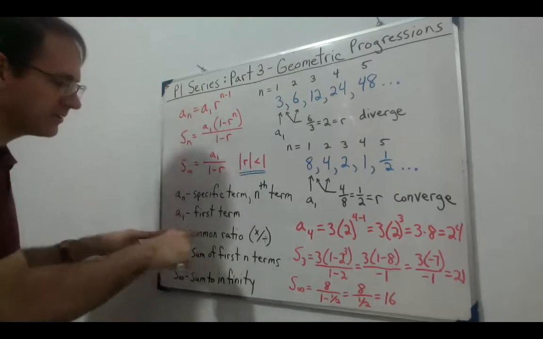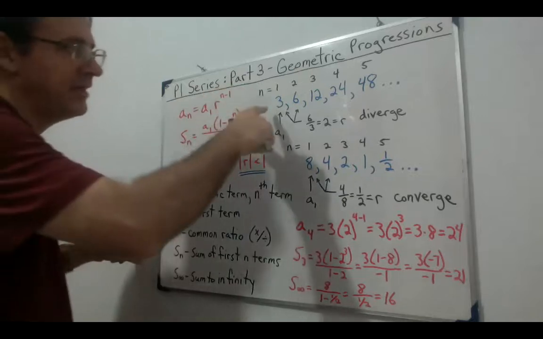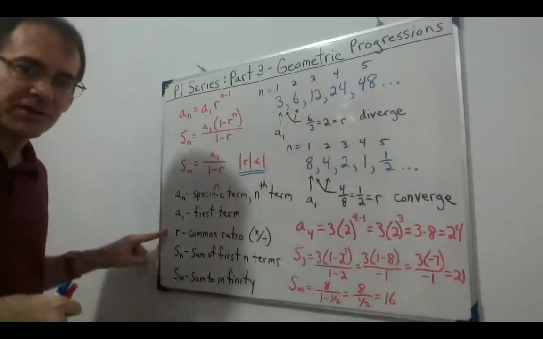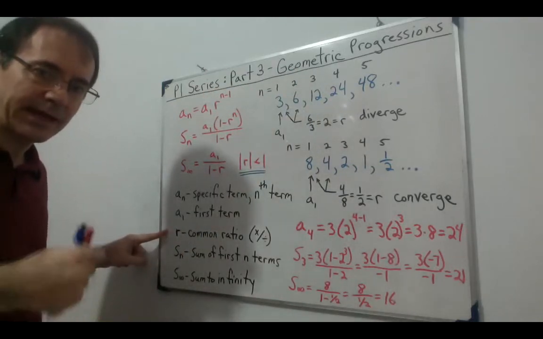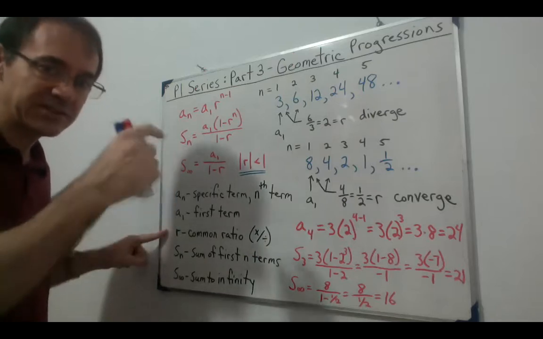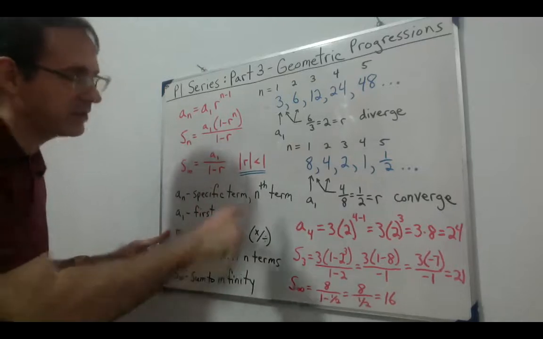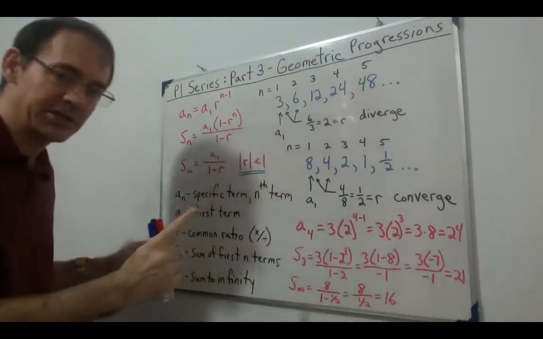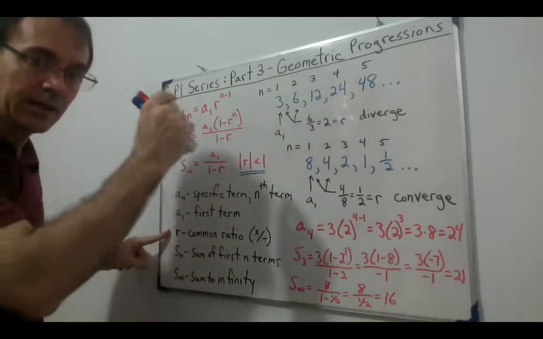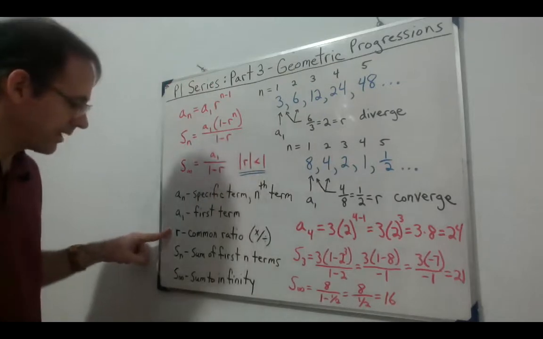The r is what's called a common ratio. In arithmetic series, each term was separated by an addition or a subtraction called the common difference between the terms. Now with a geometric progression, it is going to be separated by a multiplication or a division of the same value between the terms, called the common ratio.